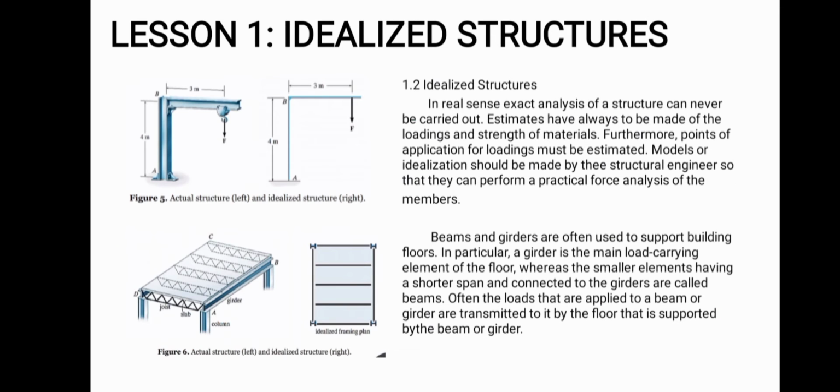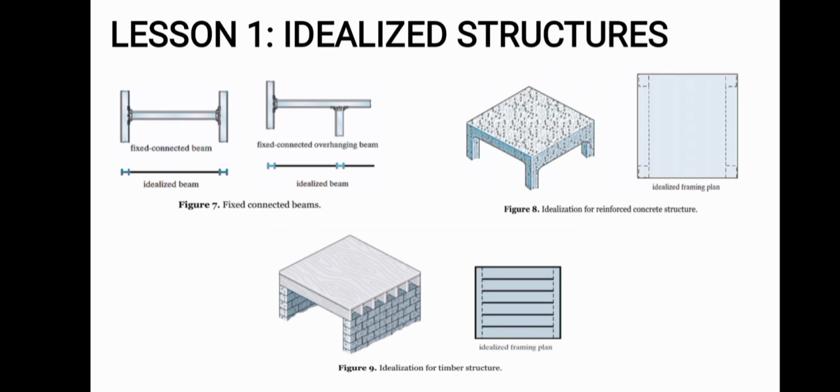For the second topic in lesson 1, the idealized structures. The hoist crane and trolley is shown in figure 5. For example, the framing used to support a typical floor slab in a building, figure 6. On the other hand, if the framing plan is intended to represent fixed-connected members, then the lines for the beams or girders would touch the column.